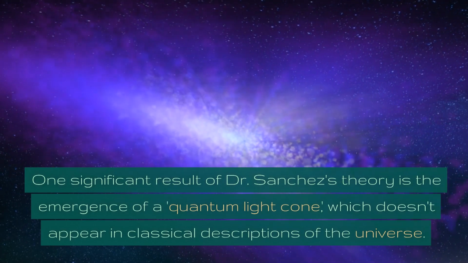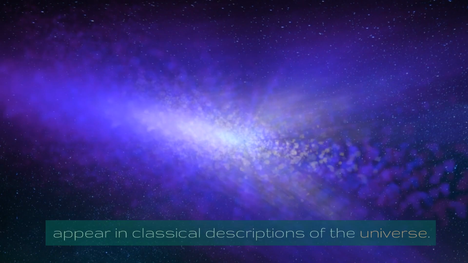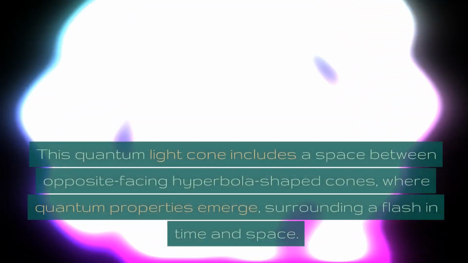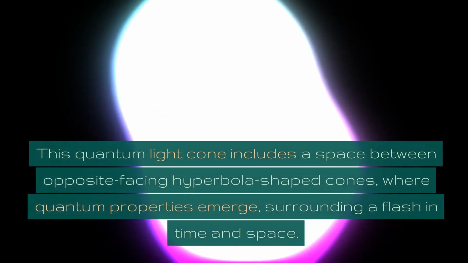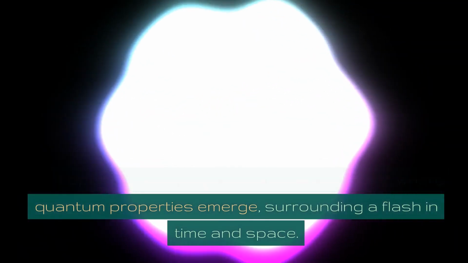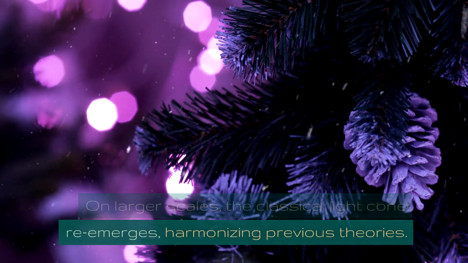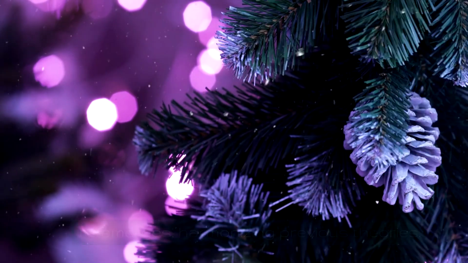One significant result of Dr. Sanchez's theory is the emergence of a quantum light cone, which doesn't appear in classical descriptions of the universe. This quantum light cone includes a space between opposite-facing hyperbola-shaped cones, where quantum properties emerge, surrounding a flash in time and space. On larger scales, the classical light cone re-emerges, harmonizing previous theories.